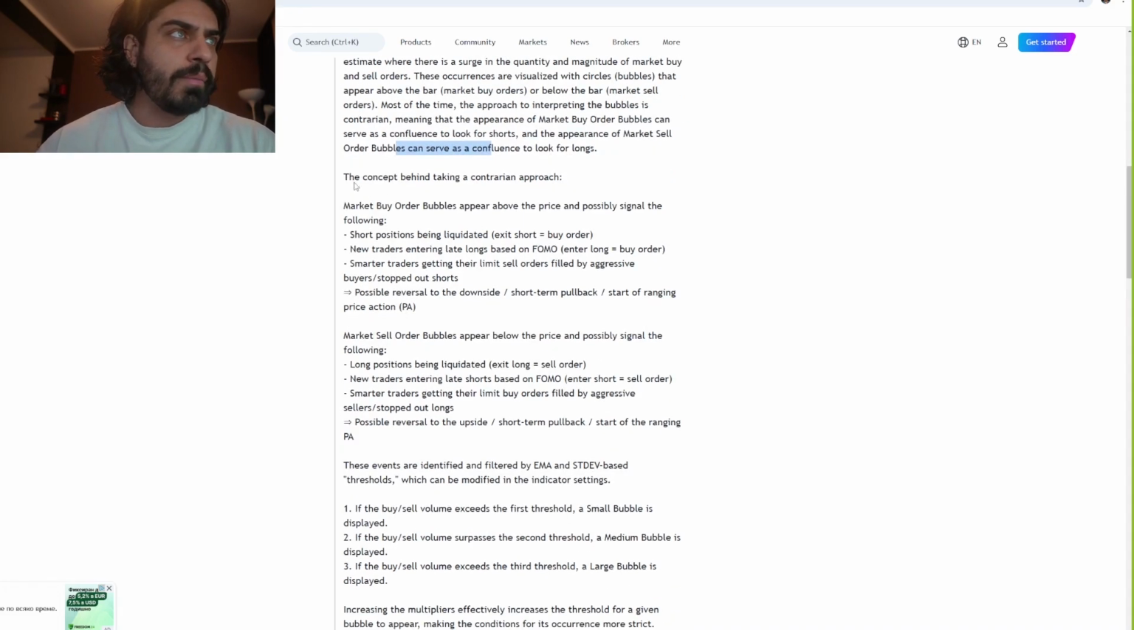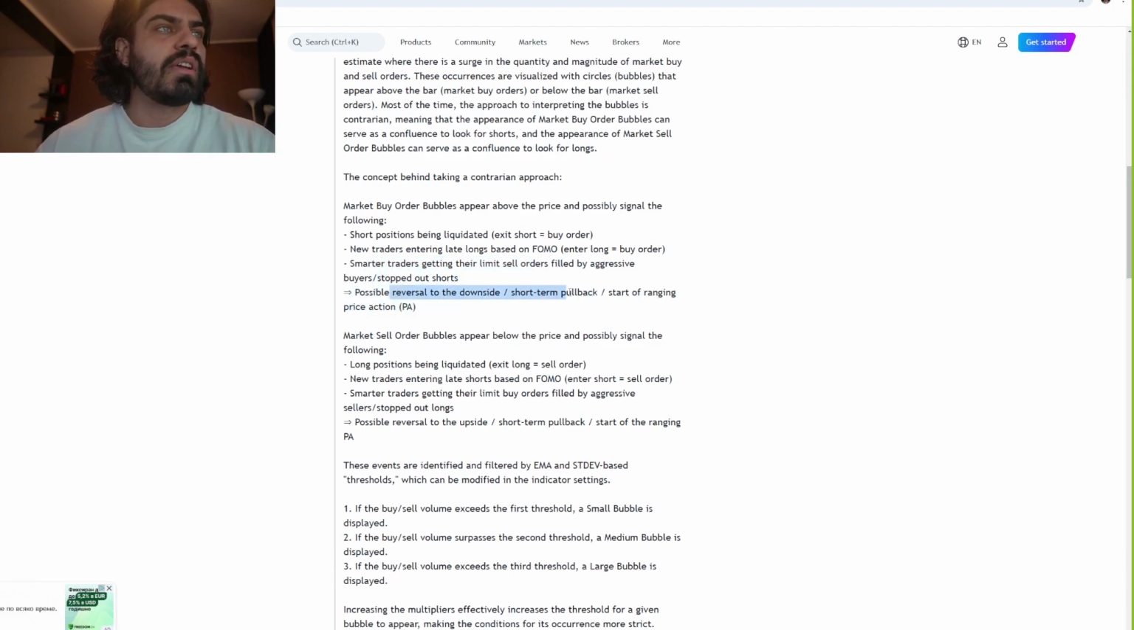I'm not going to read all of it, but the concept behind the contrarian approach, look at this. Market buy orders appearing above price possibly signal the following: short positions being liquidated, meaning exit short equals buy order. New traders entering late longs based on FOMO, enter long equals buy order. Smarter traders getting their limit sell orders filled by aggressive buyers, stopped out shorts.